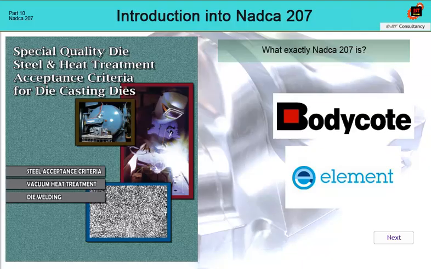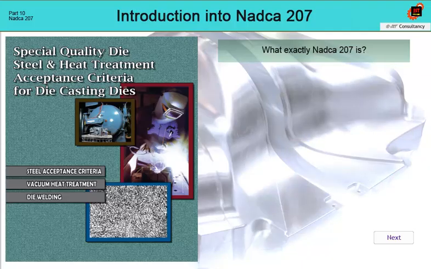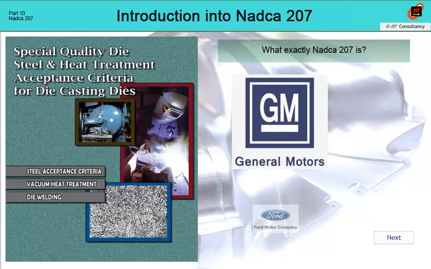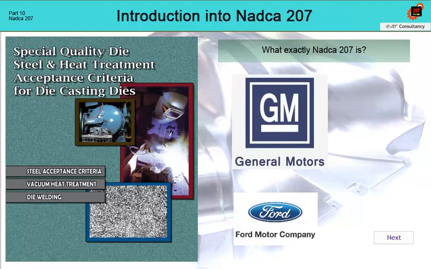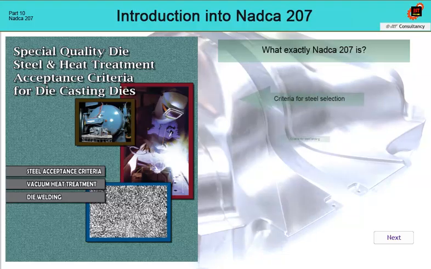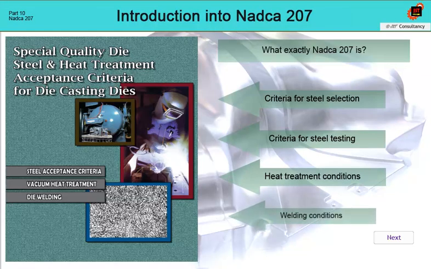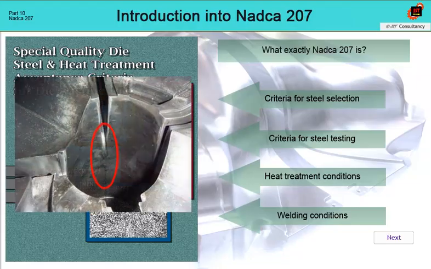Users also contributed to the specification, mostly manufacturers of car engines, such as General Motors Powertrain or Ford Motor Company in the United States. This created a comprehensive set of recommendations for material selection, testing, heat treatment, and possible welding, aimed at achieving maximum lifetime of dies in terms of thermal fatigue. Although the specification does not address catastrophic tool failure, many recommendations can be applied to this type of tool damage.